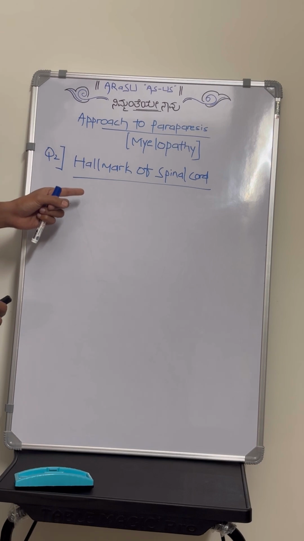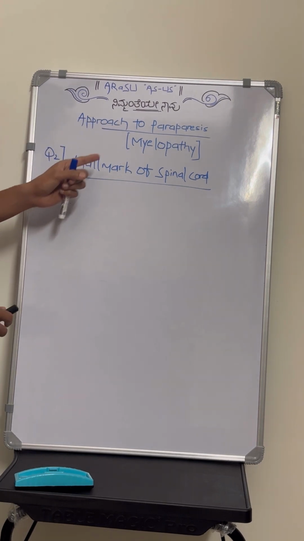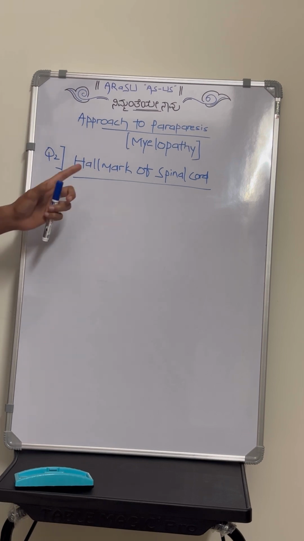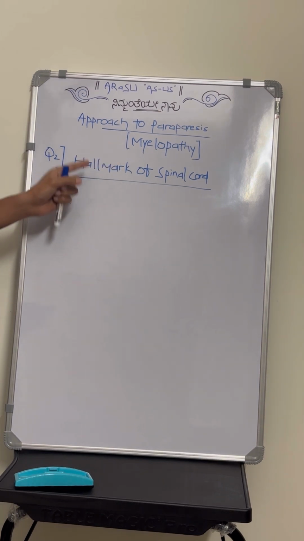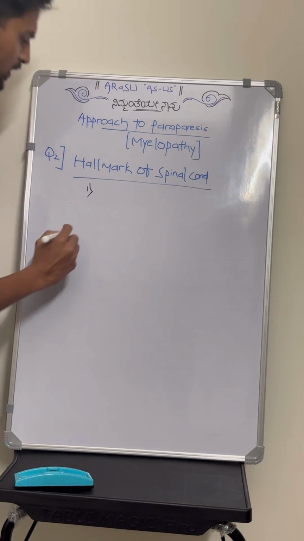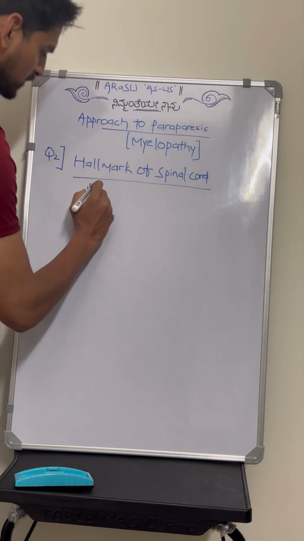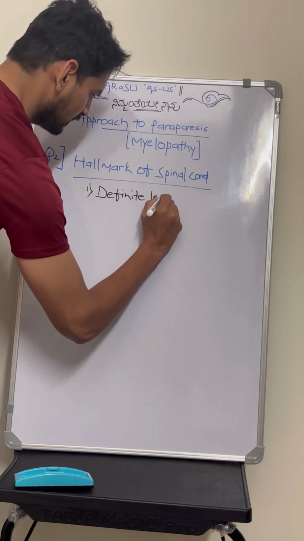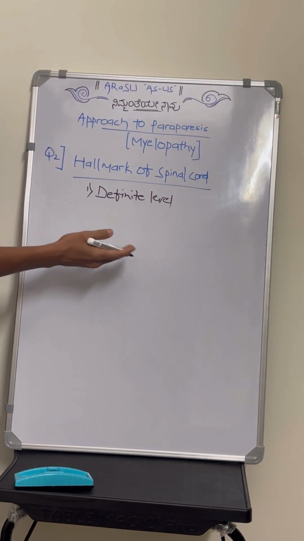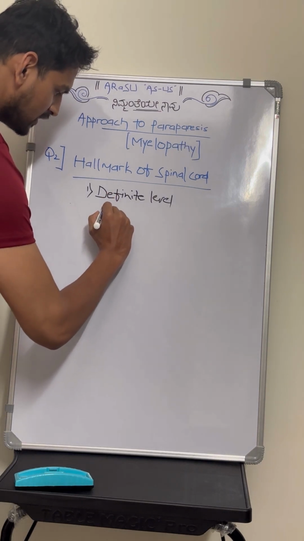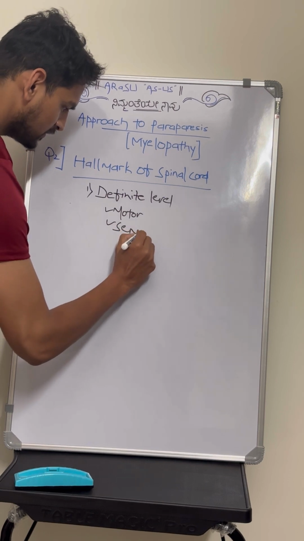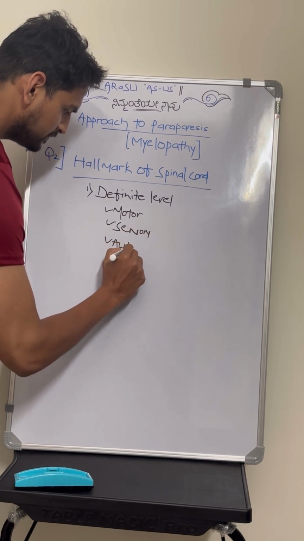The second question in the approach is, what are the hallmark features of spinal cord disease? If we are thinking in terms of spinal cord disease, we have to search for the hallmark features. First, a definite level will be there in case of spinal cord lesions. Below this level, all three components will be affected: motor, sensory, and autonomic.